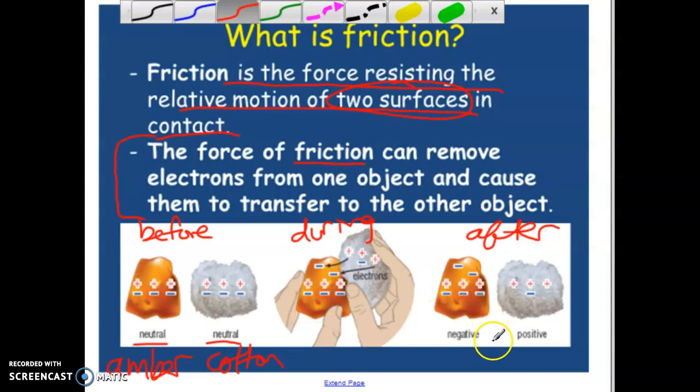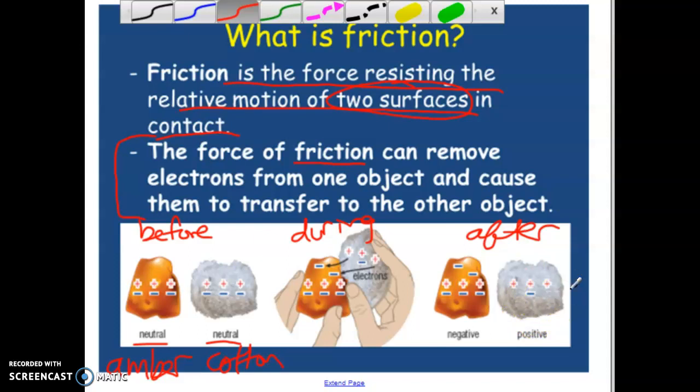So after the friction has happened and the interaction is over, notice that the amber has extra electrons. So the amber has gained electrons and has become negative. So there's more negative symbols than positive symbols. And the cotton has lost electrons and it is now considered to be positive. So there's more positive symbols than negative symbols.